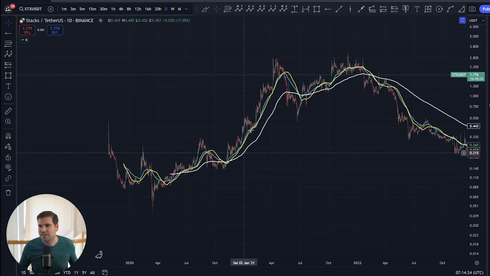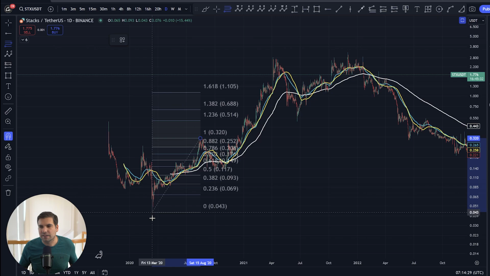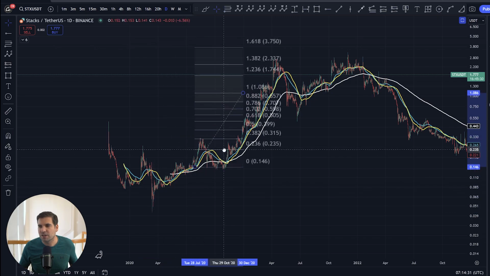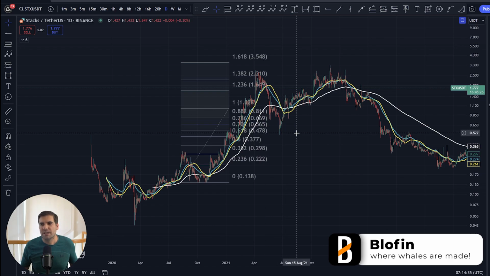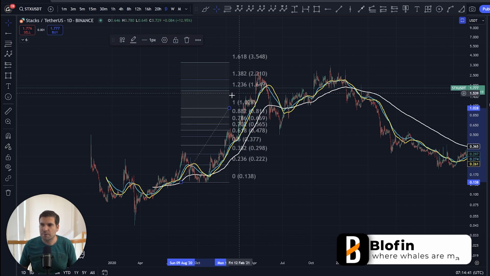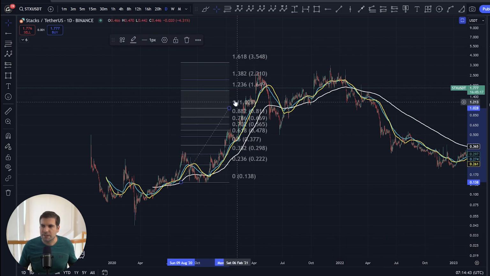This is a very interesting path that we saw Stacks taking. Here we can see a very interesting initial structure with a move to the upside. This move to the upside is what is known as a triple zigzag pattern from an Elliott Wave point of view. And it obviously comes up higher than the 1-to-1, which will be this little one here, the 1.236, and actually just peaks above the 1.382.